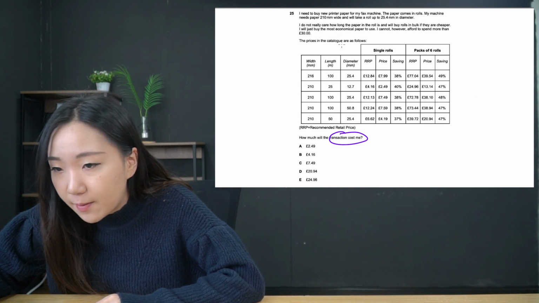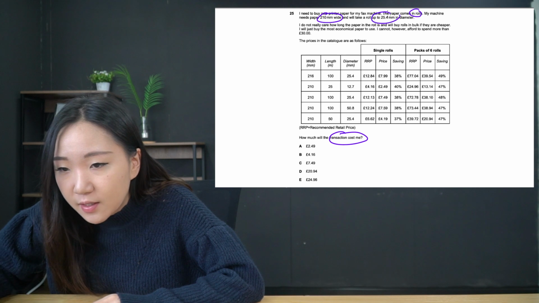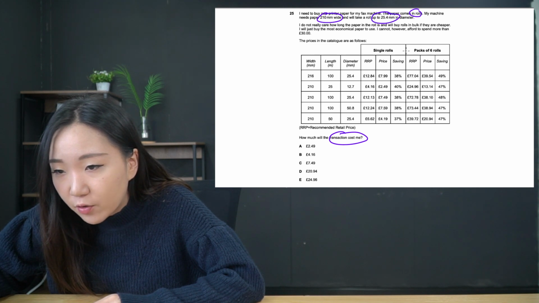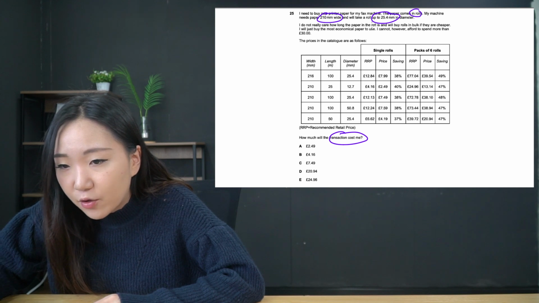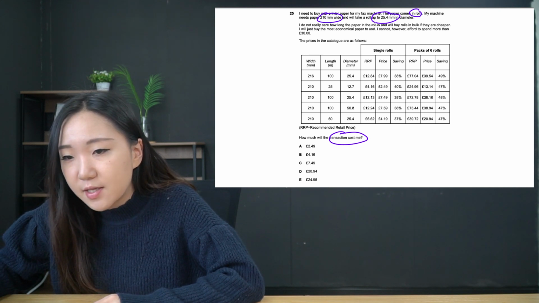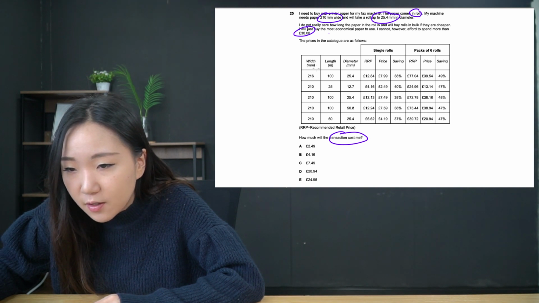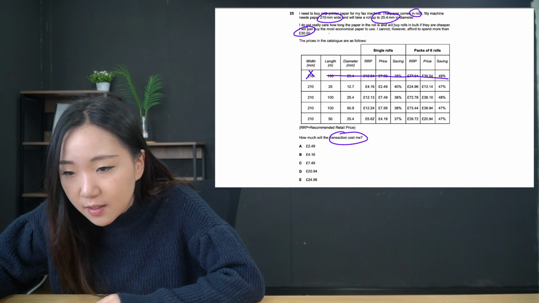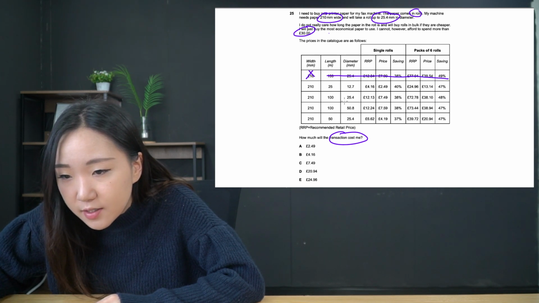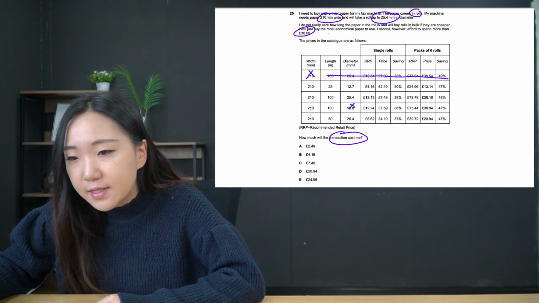So a new printer paper, it comes in rolls. I need 210 millimeters wide, up to 25.4 millimeters diameter. Don't care how long the paper is, buy in rolls in bulk if they're cheaper. Most economical paper, cannot afford more than £30. Okay, so simple. 210 millimeters wide, that one's out, so we'll just cut that entire row. Up to 25.4 millimeters in diameter. Here's the diameter actually. This one's 50.8, so we'll cut that one out.